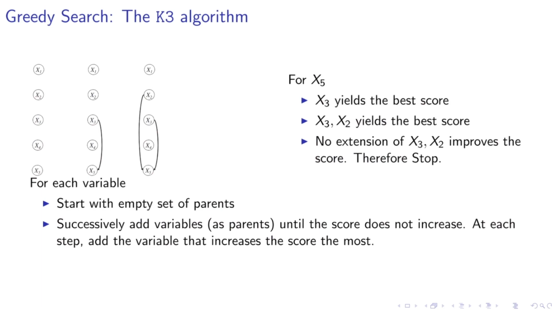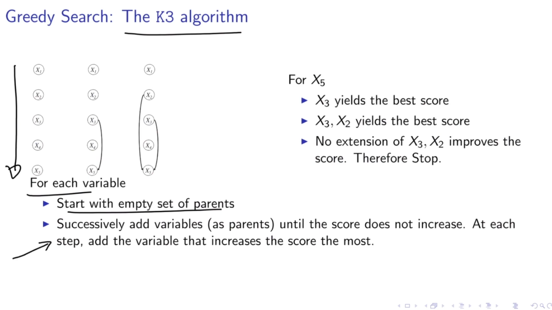Now let us look at a specific greedy algorithm called the K3 algorithm. The idea in this algorithm is as follows. You start with a total ordering of the variables, and then you start with an empty graph. So for each variable, we start with an empty set of parents. And then you run the following greedy step. The greedy step being, you successively add variables as parents until the score does not increase. At each step, you add the variable that increases the score the most.